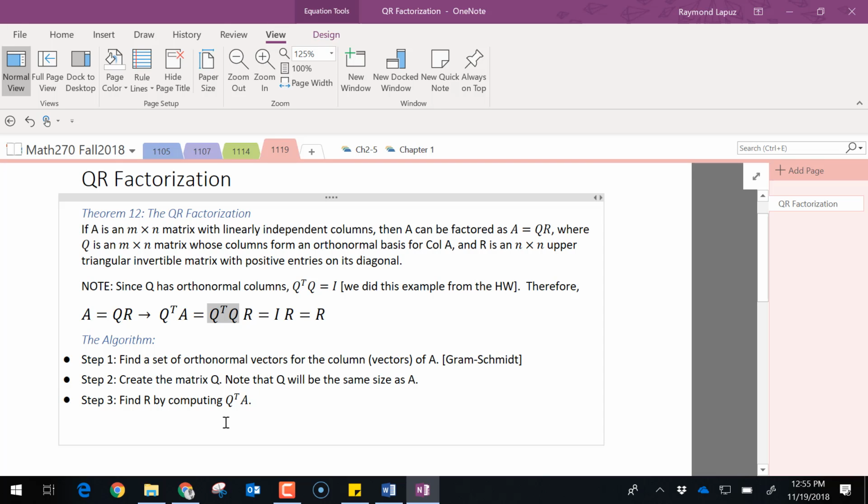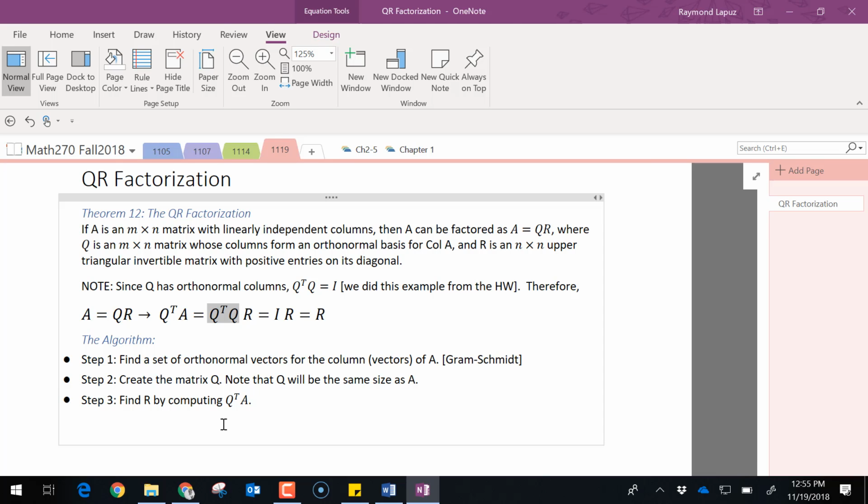Orthogonal matrix. I don't know why they don't call it an orthonormal matrix, but when they say orthogonal matrix, we assume that not only is it orthogonal, but it also is normal. I guess unit length, orthonormal.